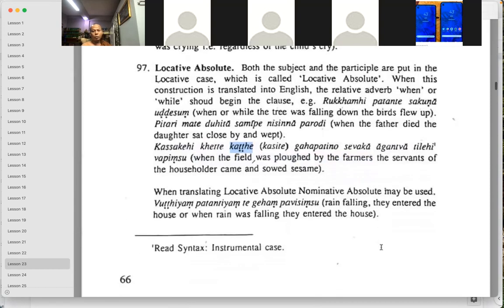And also, besides translating with the locative absolute, the nominative absolute may also be used. The nominative absolute can also be seen. Wotiyan batandiyan degihan. Woti means rain. When rain is falling, or when rain was falling, they entered the house. In this way it can also be seen. But here you see it is not a nominative absolute construction, though later we will see it. It is very common. In the nominative absolute, we commonly understand it.